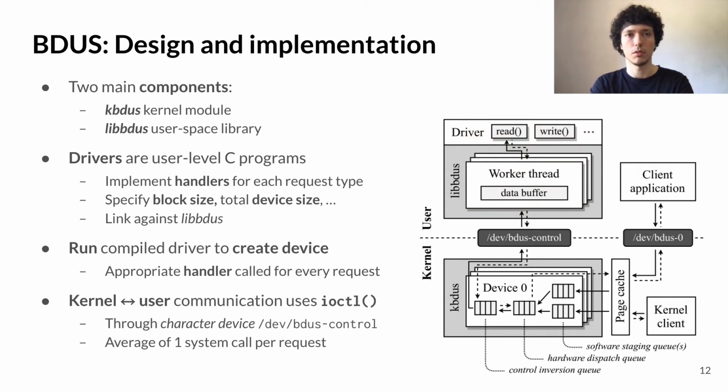All communication between libbdus and KBDUS is accomplished via IOCTL calls, and on average, only a single system call must be performed by the user-level driver per request. Further, request payloads are only copied once from the client to the driver, or vice versa, avoiding unnecessary memory copies.